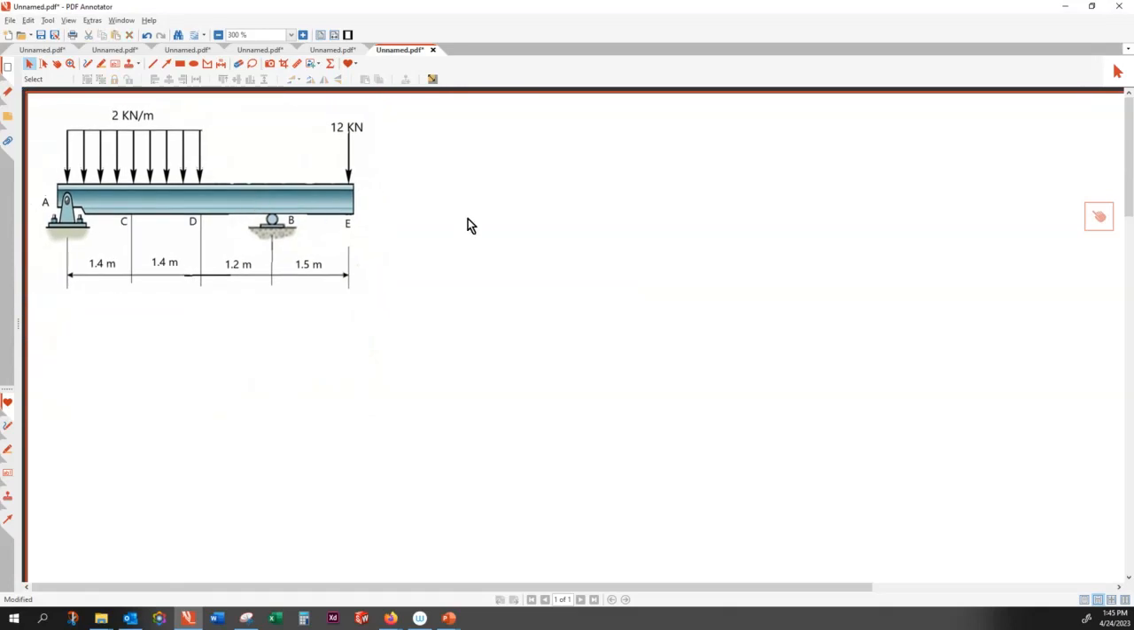Okay, what is the first step? The first step is to find the reactions, right? So let's find the reactions. So that is 2.8 multiplied by 2. So that is the resultant force. This is the resultant force. I should put it right here.